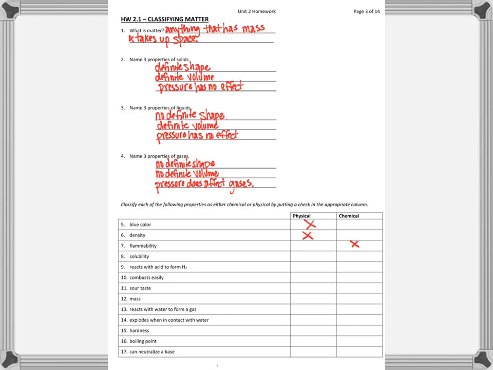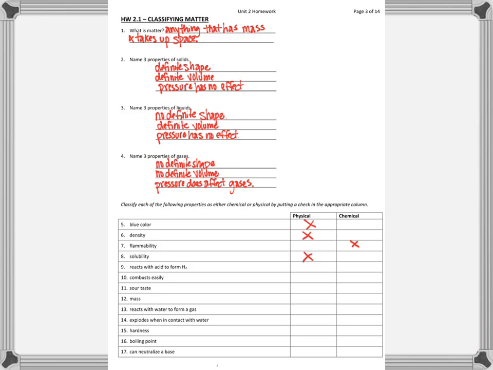Next one, solubility. This is a new vocabulary word. Solubility is the ability of a substance to dissolve in a liquid. And so let's say, for example, you take some salt, you can dissolve salt in some water, so salt is soluble. However, is that a physical property or a chemical property? Well, if we were to do that, we would still have salt and water. Okay, so no, there's no change, so it would be a physical property.